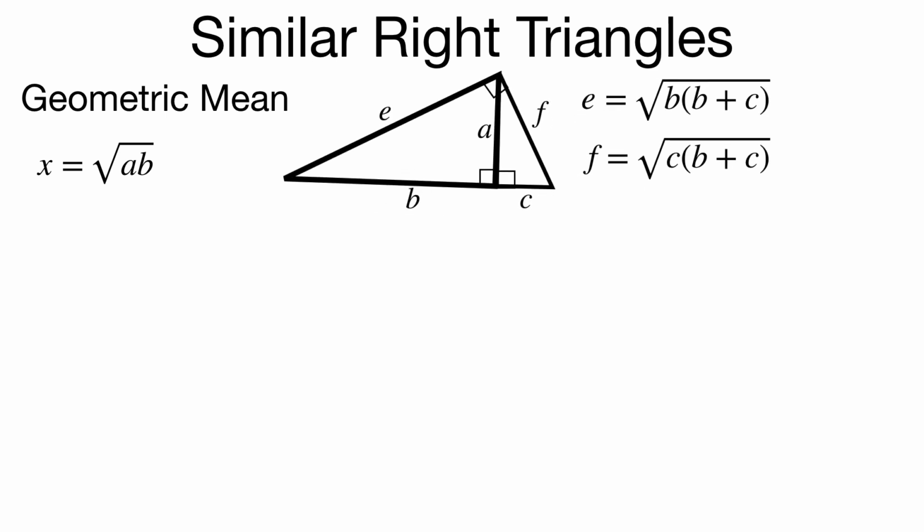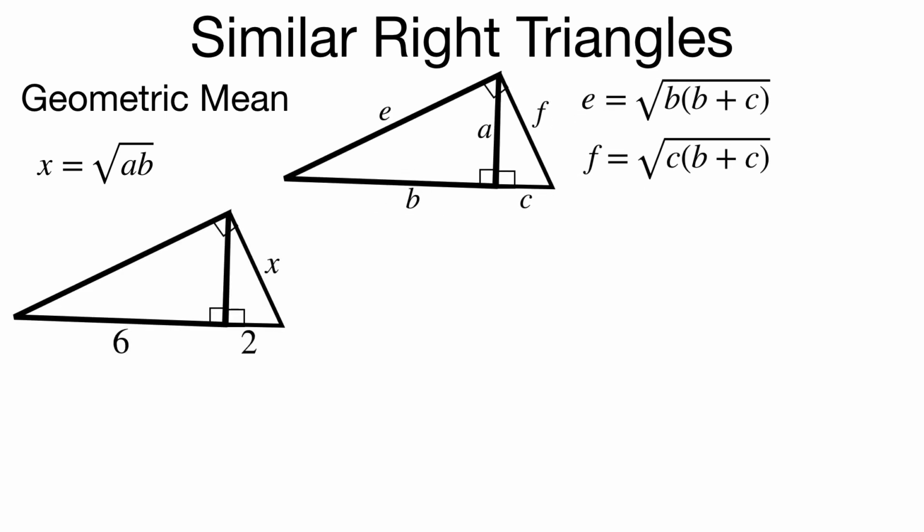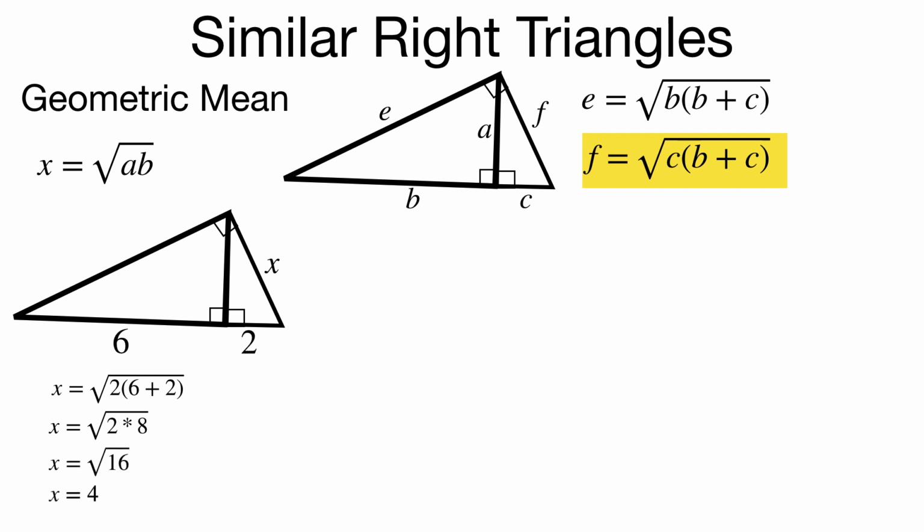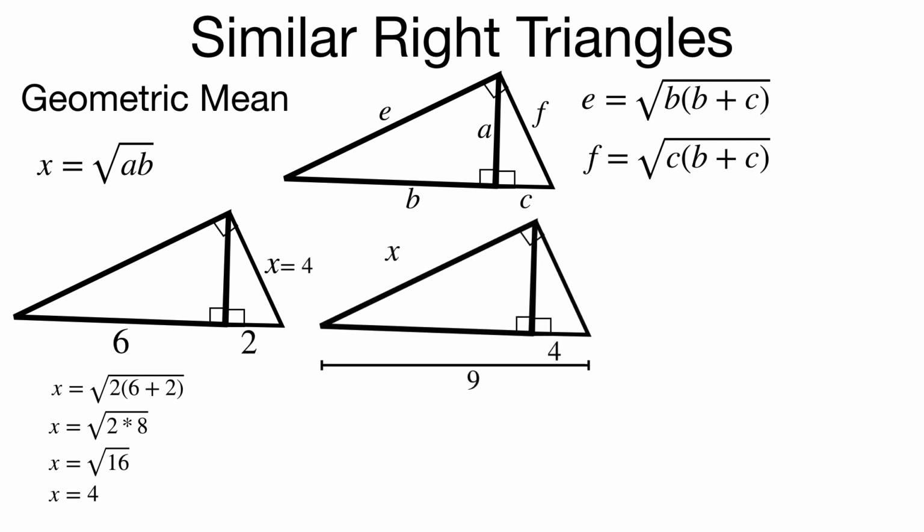Let's look at a few examples to see how this works. In my first example, my X is where the F is in my upper drawing. So I'm going to take the geometric mean of 2 and the entire original length, 6 plus 2. Well, 6 plus 2 is 8, so 2 times 8, and that would give us the square root of 16, which is 4. So that missing leg length is 4. Let's look at another example.